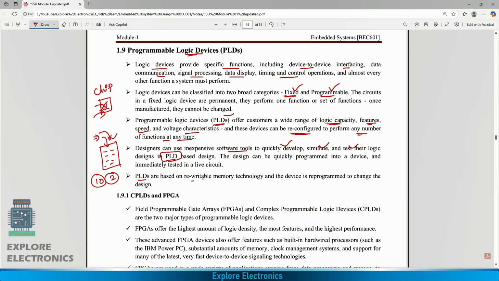And these PLDs use rewritable memory technology. Devices can be reprogrammed and the design changed. We can change the design and check how it works, right? That is how PLDs function.